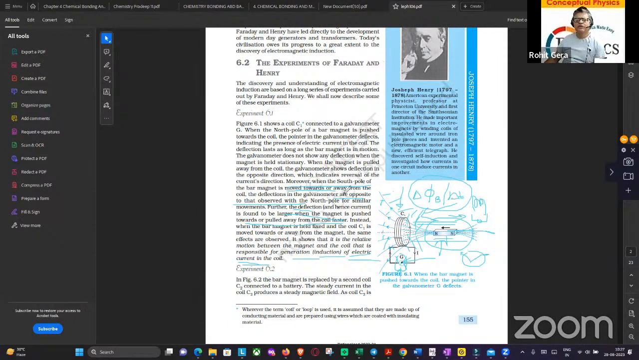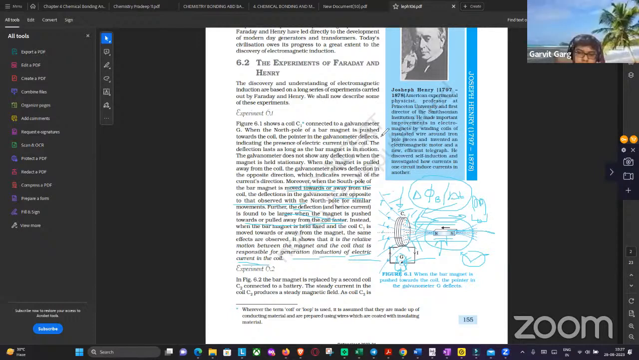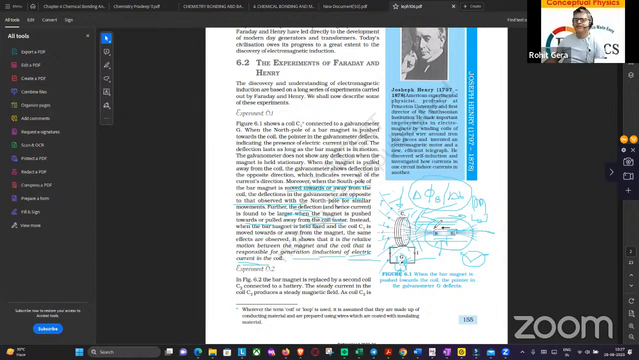So basically, if you notice, whatever work you are doing in moving the bar magnet, you do manual work, right? Who will move the bar magnet? So that work is finally appearing in the form of electrical energy in the coil. Who's moving the bar magnet? Somebody has to move it, right?